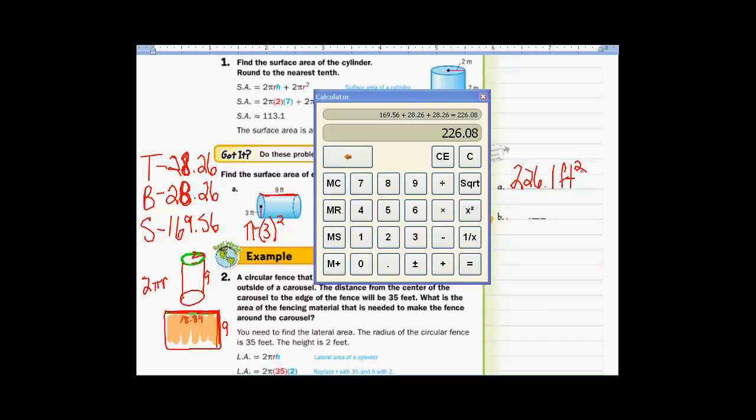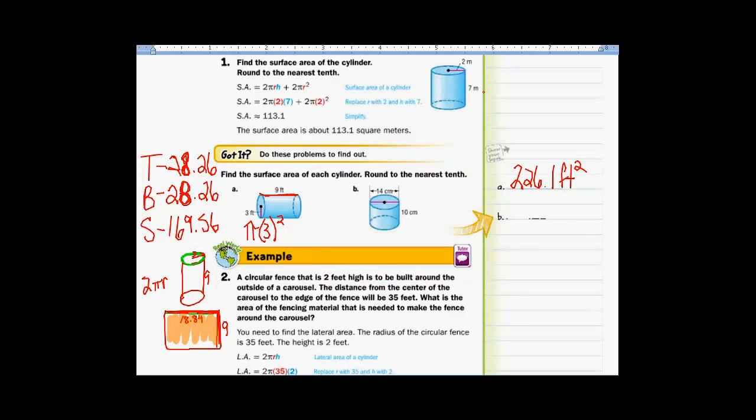All right. If you wish to try the second one, you may. Let me provide you with an answer. They, of course, use the pi button, and they got 747.7 centimeters squared. Okay. Let's move on to number 2.